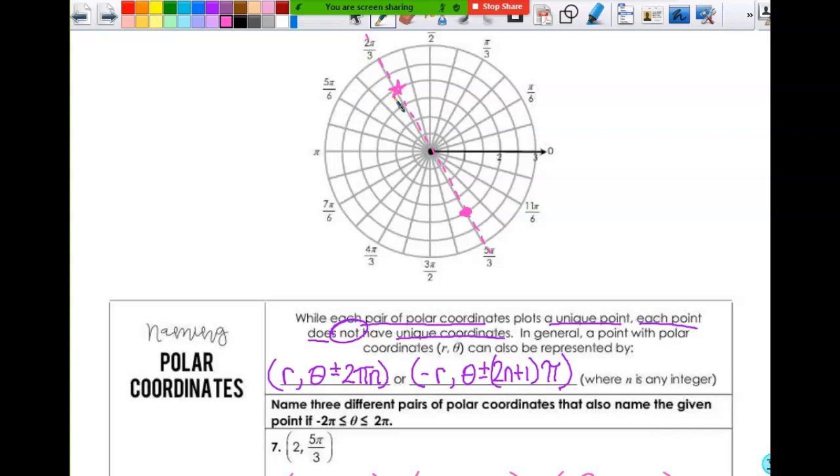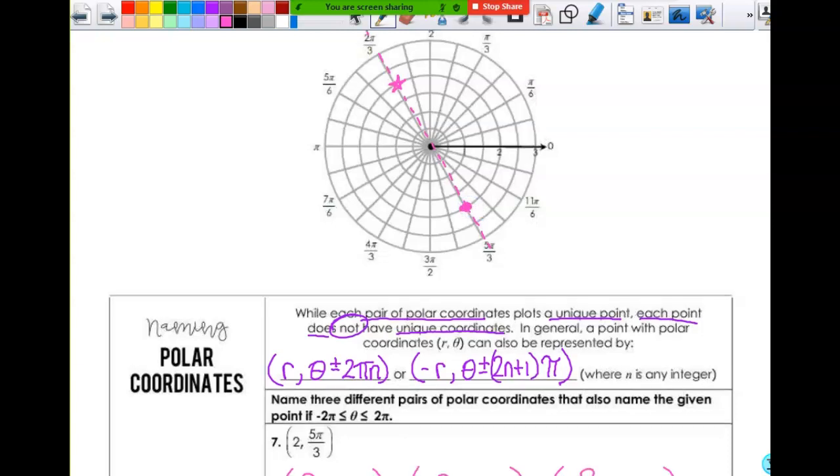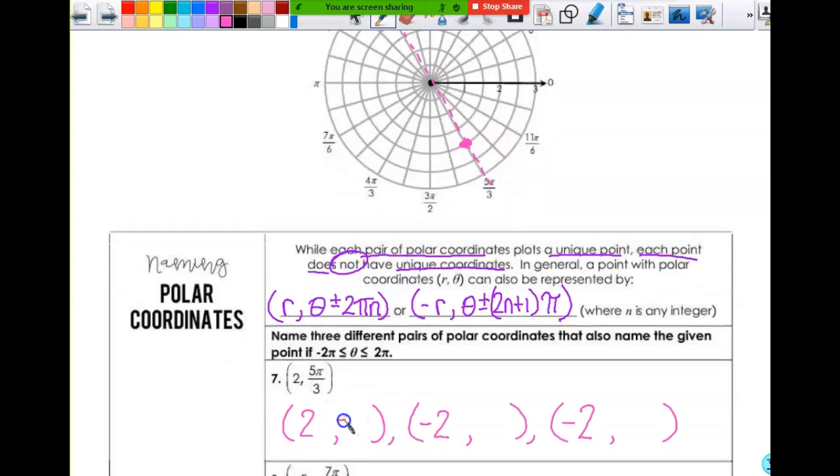So my original one is (2, 5 pi thirds). So go to 2, 5 pi thirds. The first one I wrote down was a positive 2. So to use that positive radius again and get directly there, I would have to go this direction, which would be a negative pi thirds. Does that make sense? It's another ordered pair that gets me right there. So my first one's going to be negative pi thirds.